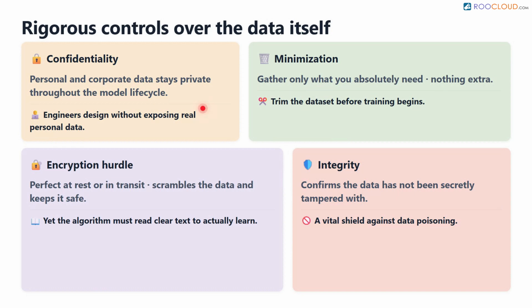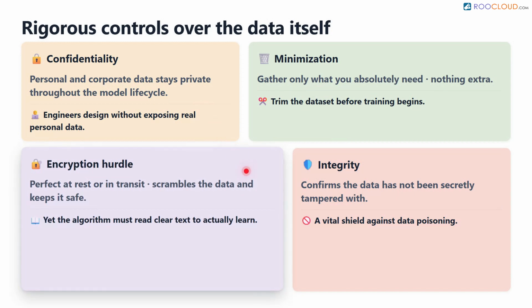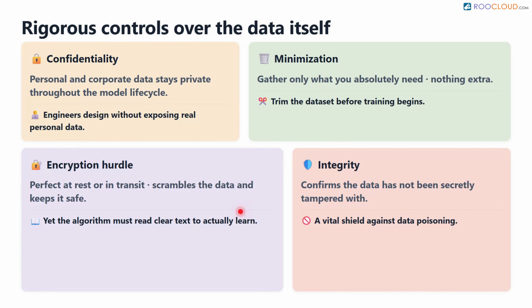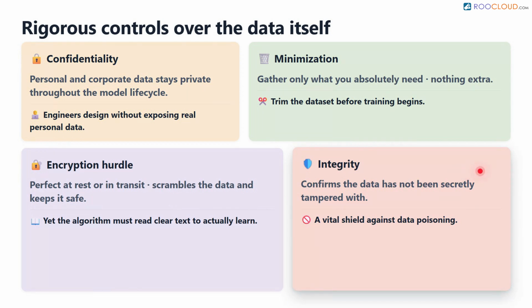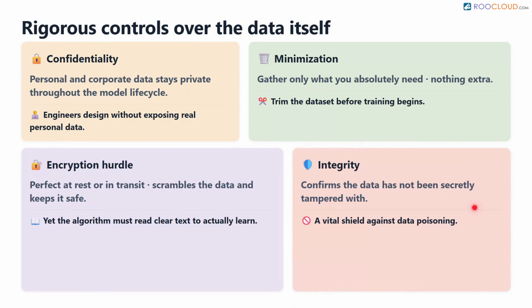Now, you might assume we should just scramble all the data with encryption to keep it safe. While encryption is perfect for information sitting idle on a hard drive or traveling across the internet, it presents a unique hurdle here. During the actual learning phase, the algorithm must be able to read the raw information in clear text to understand it. Because encryption is impractical during this specific phase, we rely heavily on data integrity checks. Integrity ensures the information has not been secretly tampered with, acting as a vital shield against poisoning attempts.